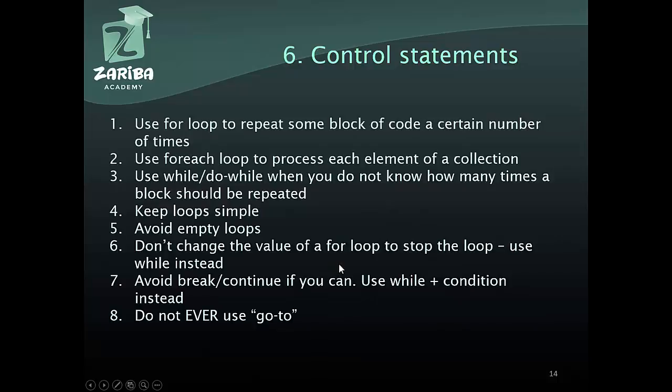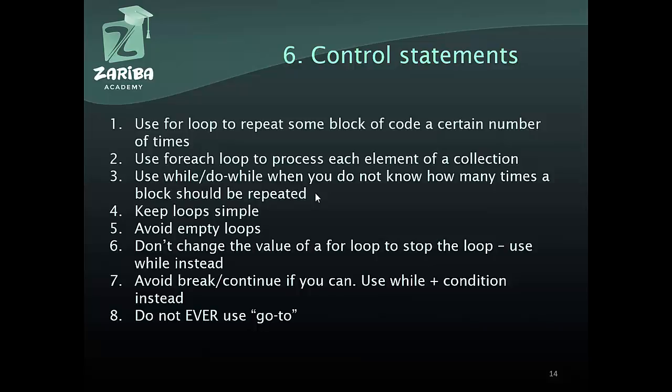Okay, use for loops to repeat some block of code a certain number of times. Use for each loop to process each element of a collection, right? So these are in many cases interchangeable, but using for to iterate through the elements, which are like students, and take some information doesn't make sense. Use while or do while when you do not know how many times a block should be repeated. So this is the same.